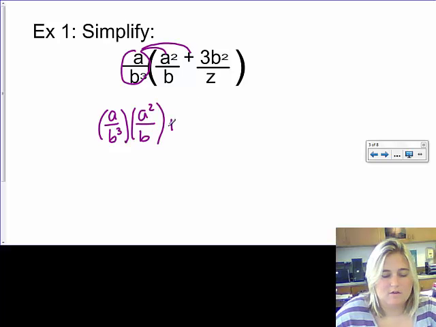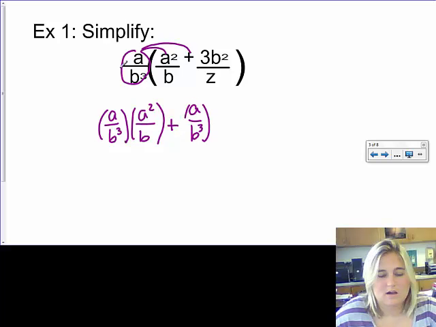plus a over b to the third, because that's what I'm taking to everything, times 3b squared over z.